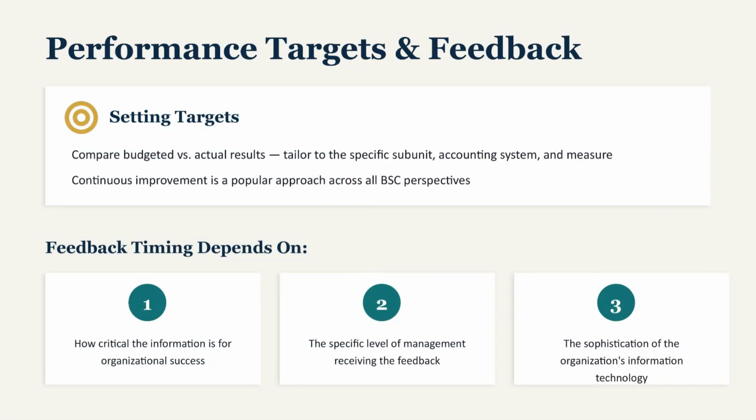In Step 3, the manager sets performance targets and defines feedback processes. Targets involve comparing budgeted figures to actual results, but budgets must be tailored to each division's operations and metrics. Across all four balanced scorecard perspectives, continuous improvement drives results.